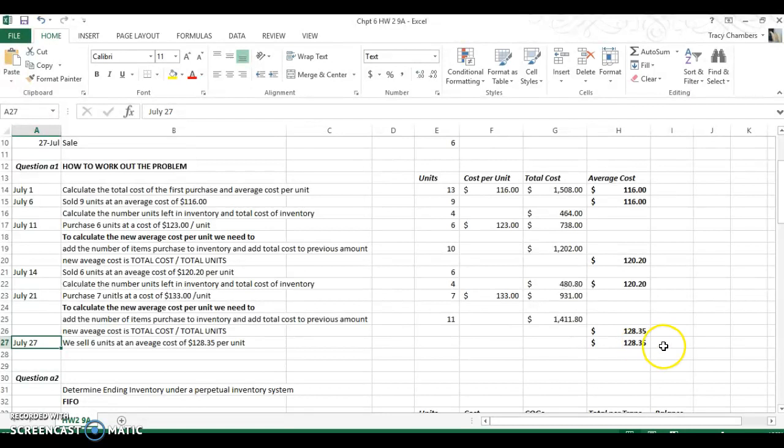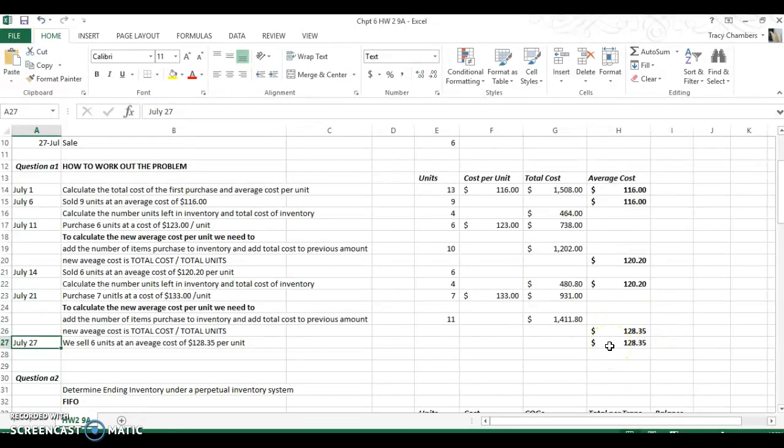You'll notice here that these average costs appear to stay the same for at least 2 transactions. The reason for this is that the average cost will not change to a new average cost until we purchase more inventory at a different rate. So here we purchased 6 at $123, so it changed our average cost right here. And we purchased 7 at $133, once again changing our average cost right here.